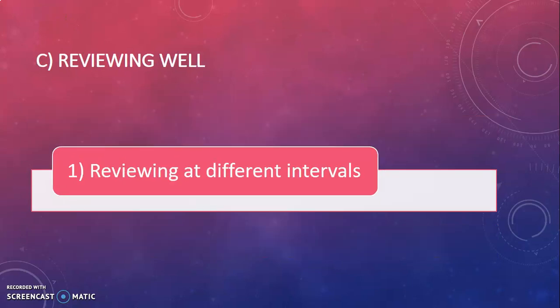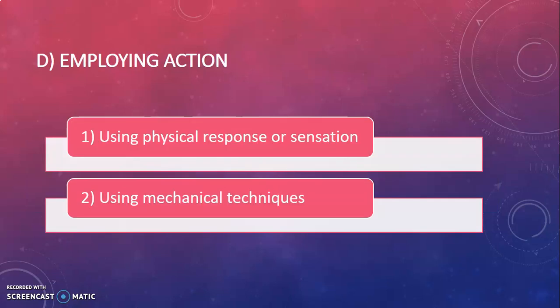Moving on, reviewing well. It entails reviewing at different intervals, at first close together and then increasingly far apart. And the last one is employing action. The first is using physical response or sensation. This strategy may involve physically acting out a new expression that has been heard. The second is using mechanical techniques to remember what has been heard or read. Mechanical techniques are sometimes useful. For example, the use of flashcards with a new word written on one side and the definition written on the other side.